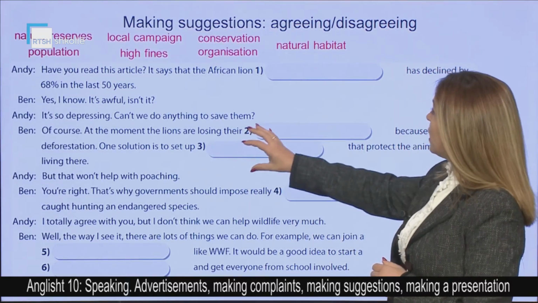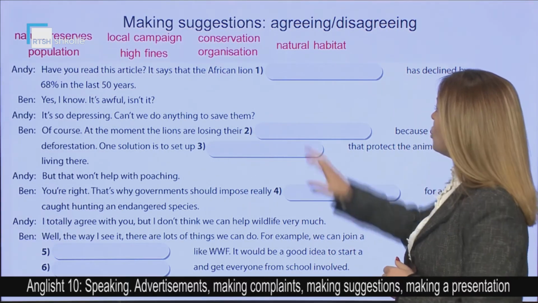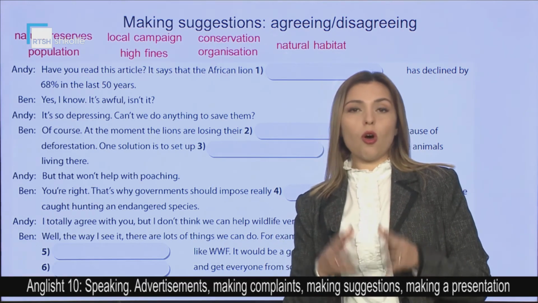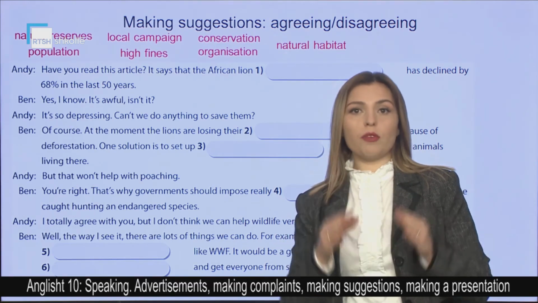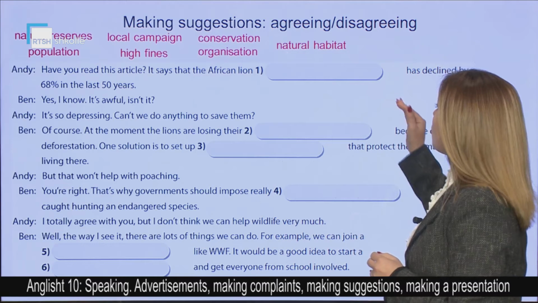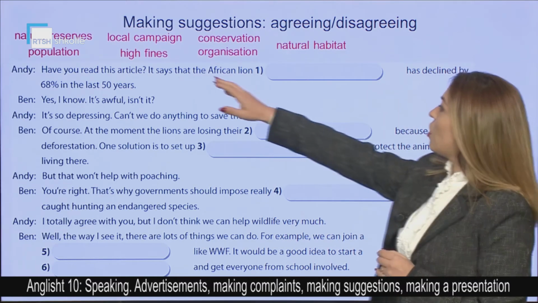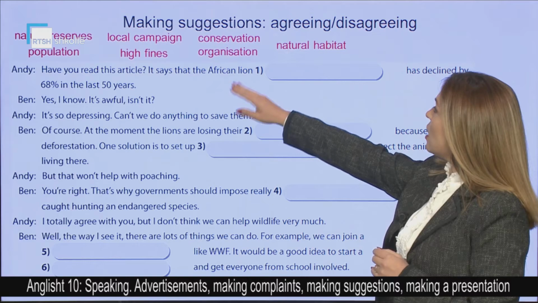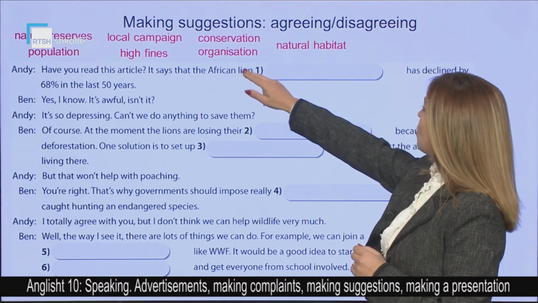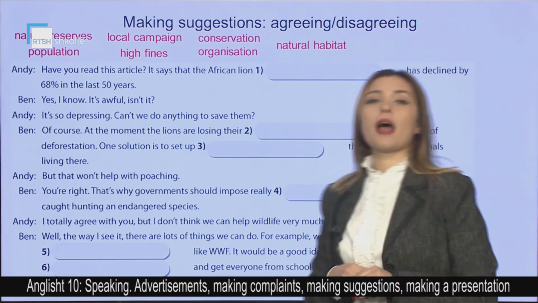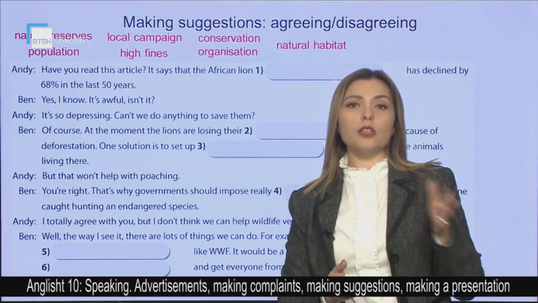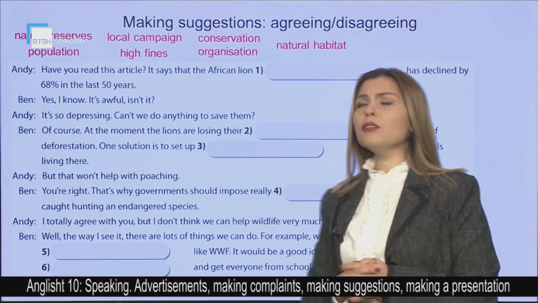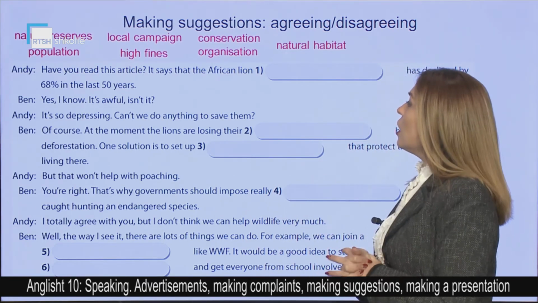We are going to complete now this conversation with agreeing and disagreeing expressions. Always look at the conversation up to the end of the sentence. So we've got nature reserves, population, local campaign, high fines, conservation organization, and the natural habitat. We're moving on into something different now. We're not anymore in the shops and in the customers discussion.